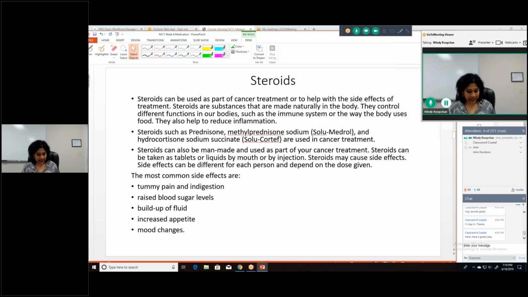For steroids, steroids are used as a part of cancer treatment to help with the side effects of the treatment. So these are substances our body makes naturally. They control different functions in our body, the immune system, the way we use food, how we reduce inflammation. Steroids like prednisone, Solu-Medrol, and hydrocortisone are used for cancer treatment. They can also be man-made as part of cancer treatment.